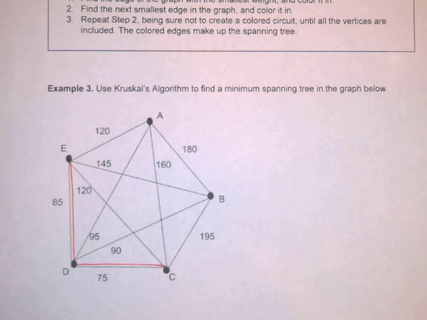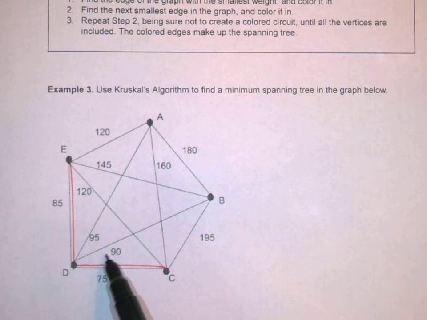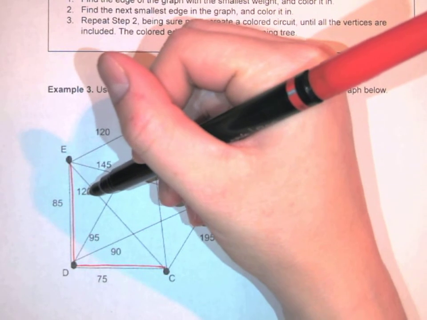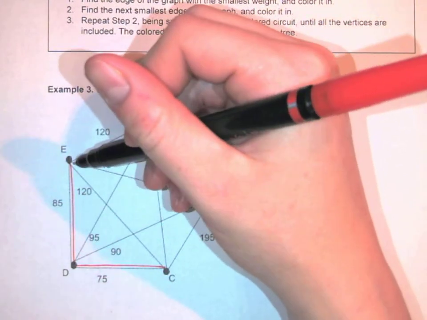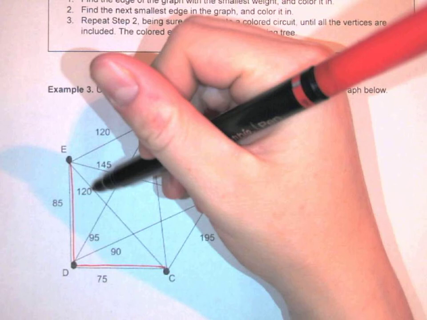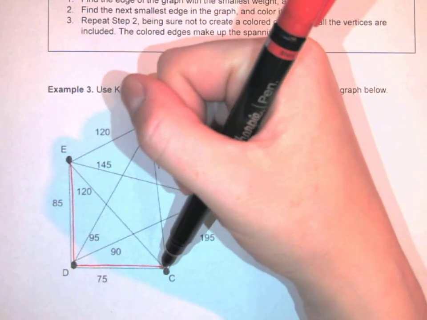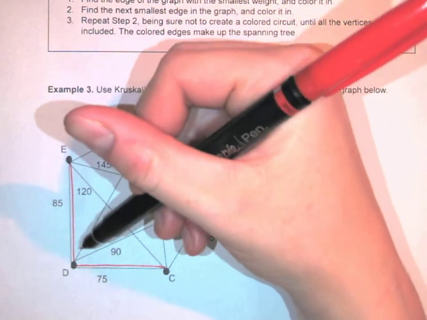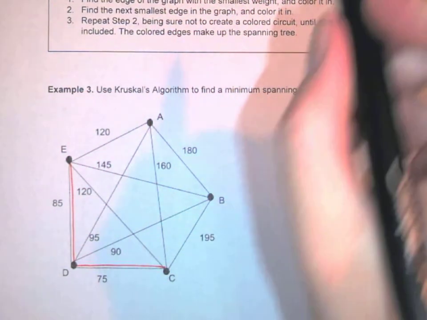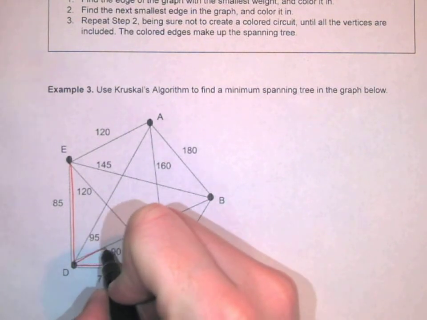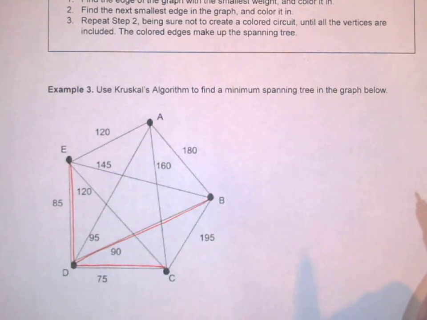Where's the next smallest weight? 90. And we need to make sure that this is not going to create a circuit. And it's not. For example, if this 120 had happened to have been smaller than 90, we wouldn't be able to take that edge because that would make a triangle here, which would be a circuit. We would have a closed-in connection there, which we don't want in a tree. But we don't have to worry about that because the smallest is 90. We can go out like that to B.